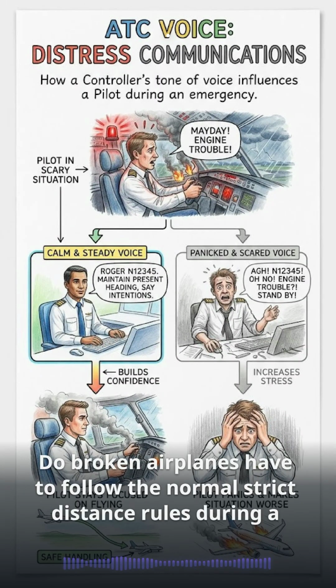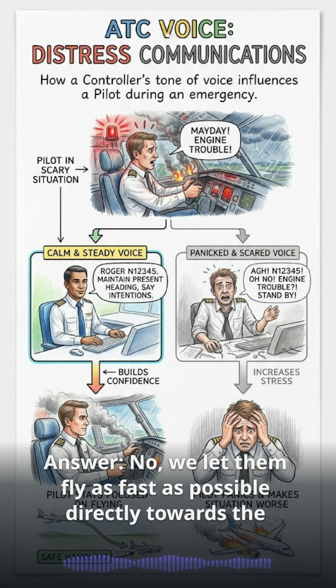97. Do broken airplanes have to follow the normal strict distance rules during a bad flying emergency? No, we let them fly as fast as possible directly towards the closest safe airport runway.